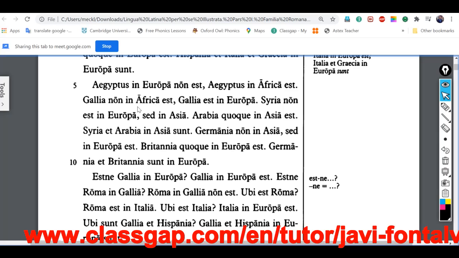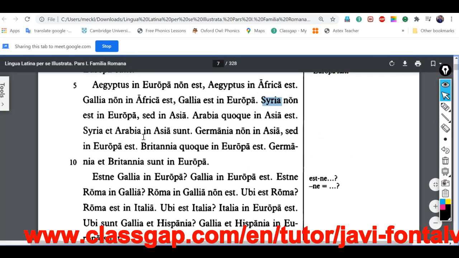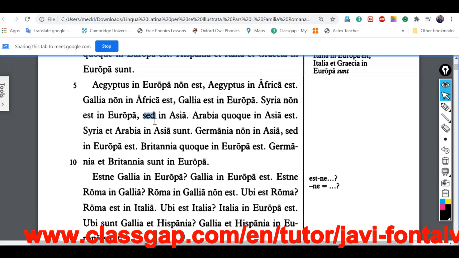Francia no está en África. Francia está en Europa. Siria no está en Europa. Está en Asia, pero. Sed means but. It could be also sino as well. So in Spanish it would be both of them. In English just but.